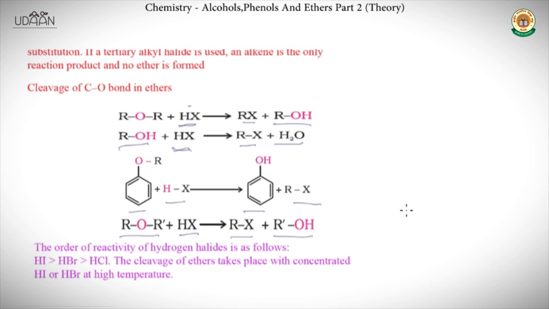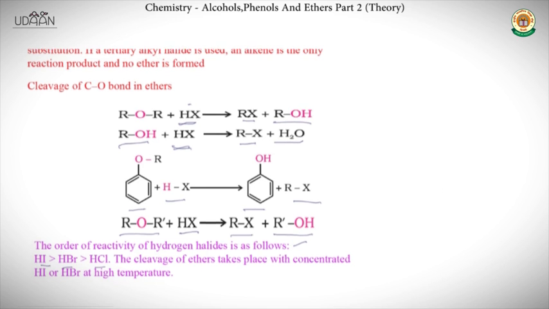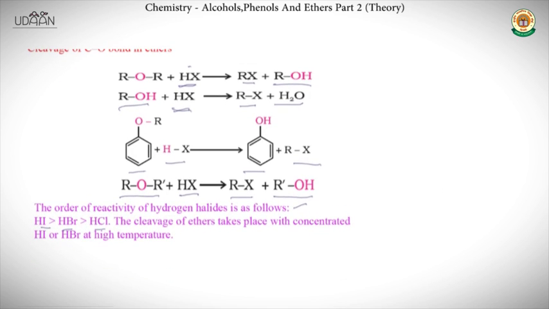So the order of reactivity of hydrogen halides is as follows. HI has the maximum, then HBr, then HCl. The cleavage of ethers takes place with concentrated HI and HBr at high temperature only. If the temperature is low, it will not follow this reaction.